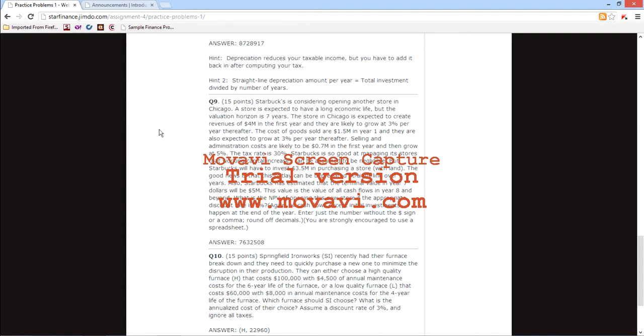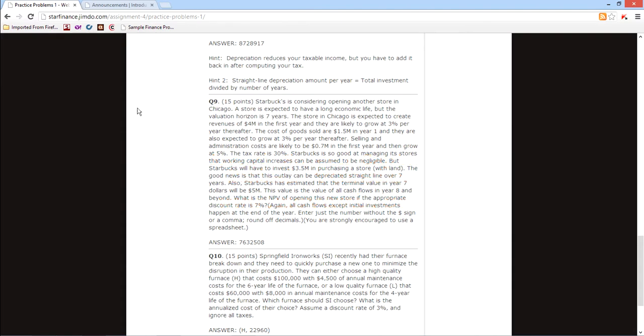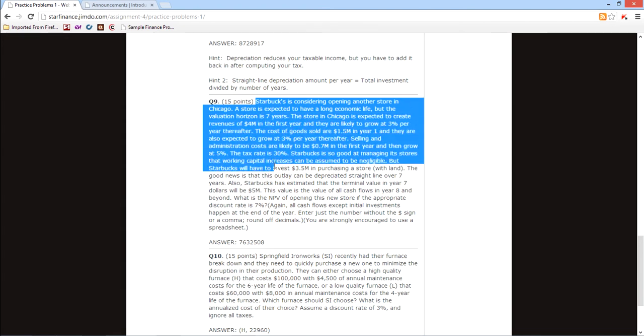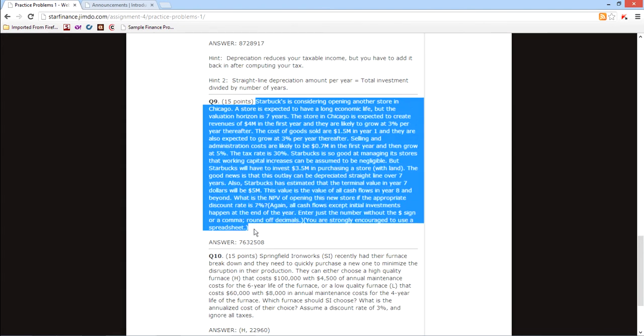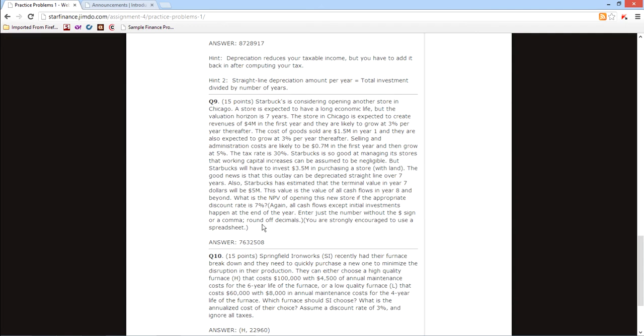I'm going to work an example problem from the Star Finance site. It's question 9. Starbucks is considering opening another store in Chicago. Basically, it's a valuation for a Starbucks store. We need to calculate the net present value.